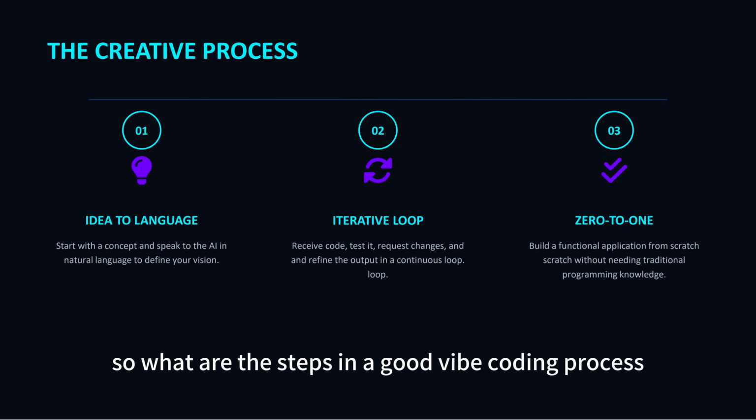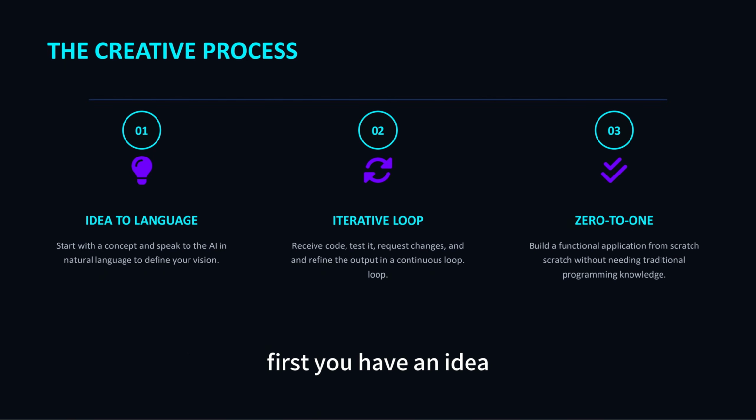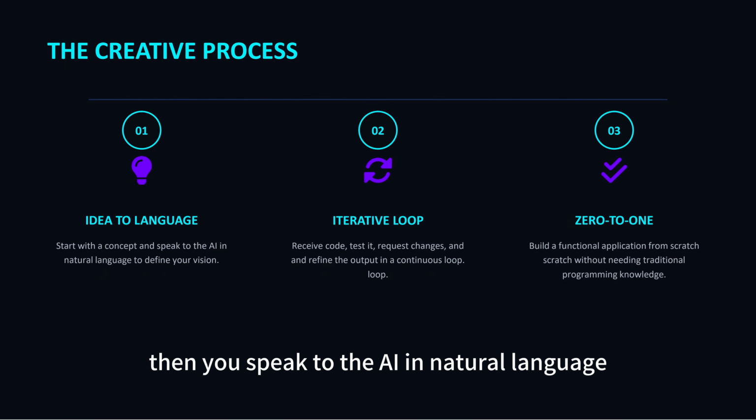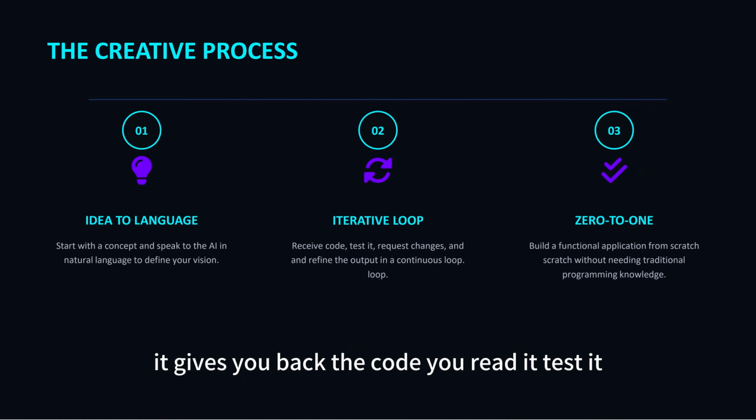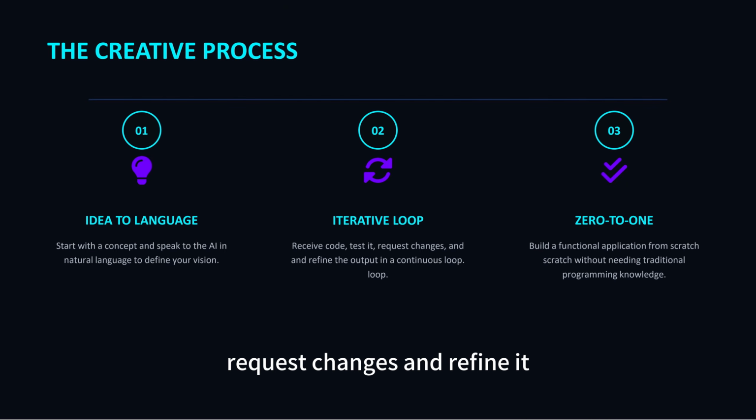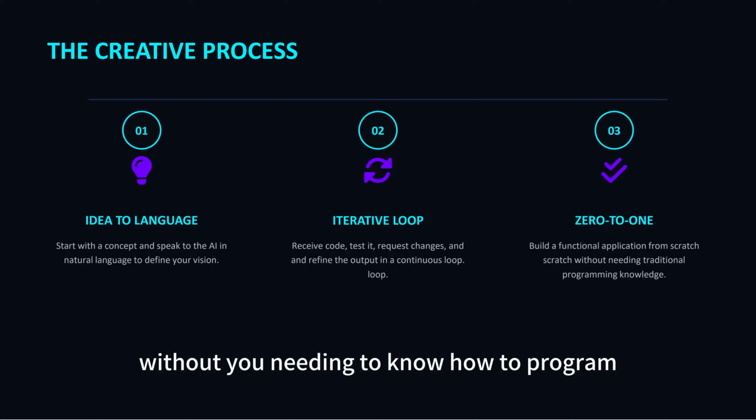So what are the steps in a good vibe coding process? First, you have an idea, then you speak to the AI in natural language. It gives you back the code, you read it, test it, request changes, and refine it. That back and forth ends up building a functional application from scratch without you needing to know how to program.